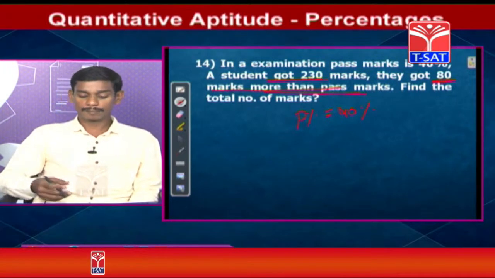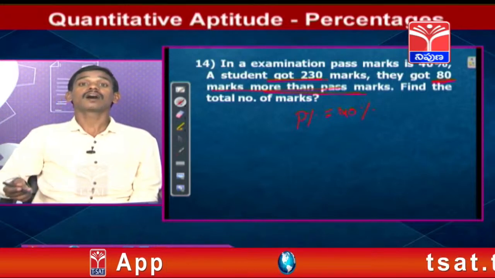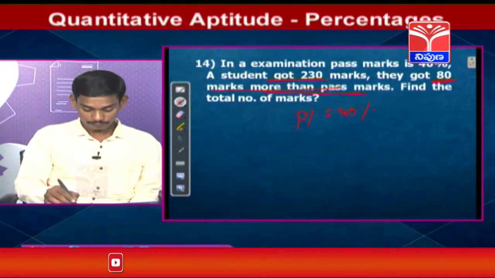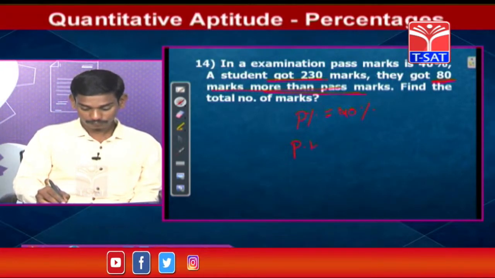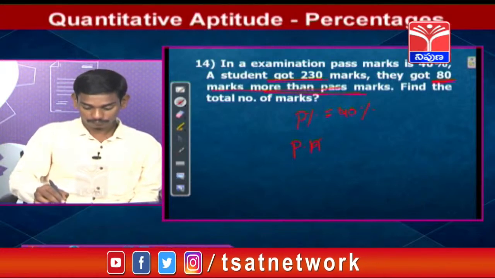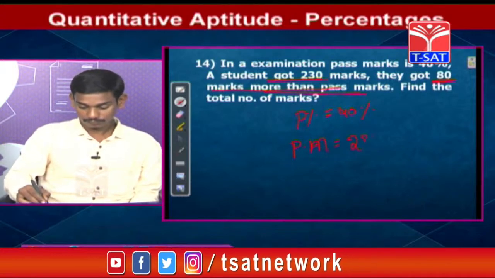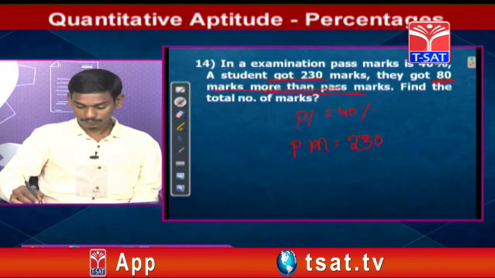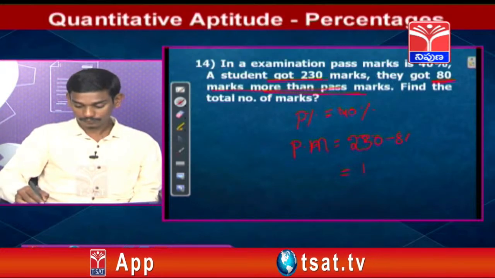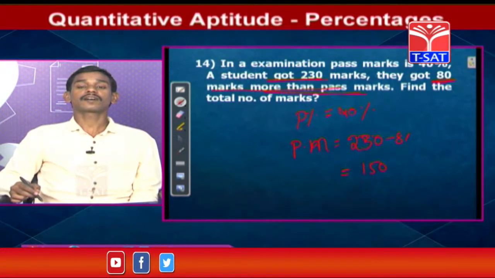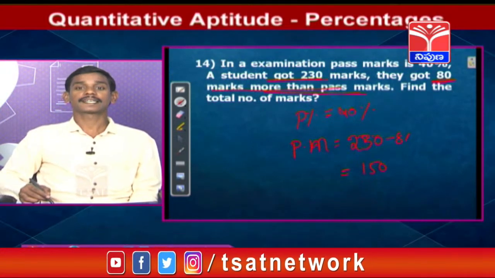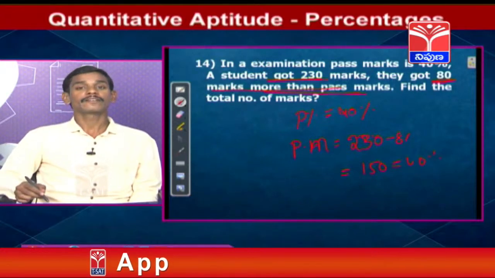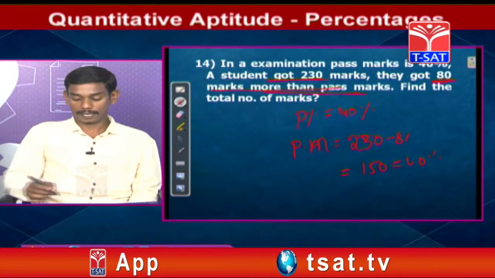Yes, is it clear? Similarly, a student got 230 marks and he got 80 more marks than the pass marks. So what is the pass marks? So 150 is our pass marks. Already we know the pass percentage is 40%. This is equal to 40%. So simply we can find the total marks, that means 100%.